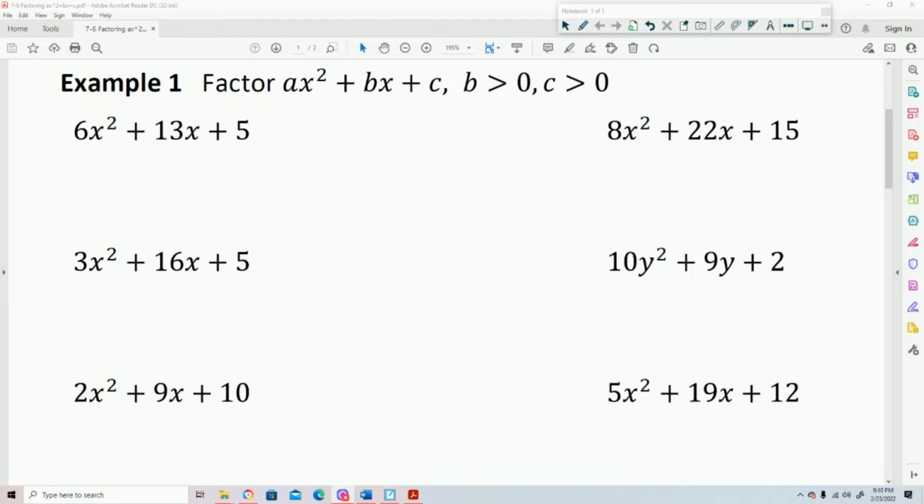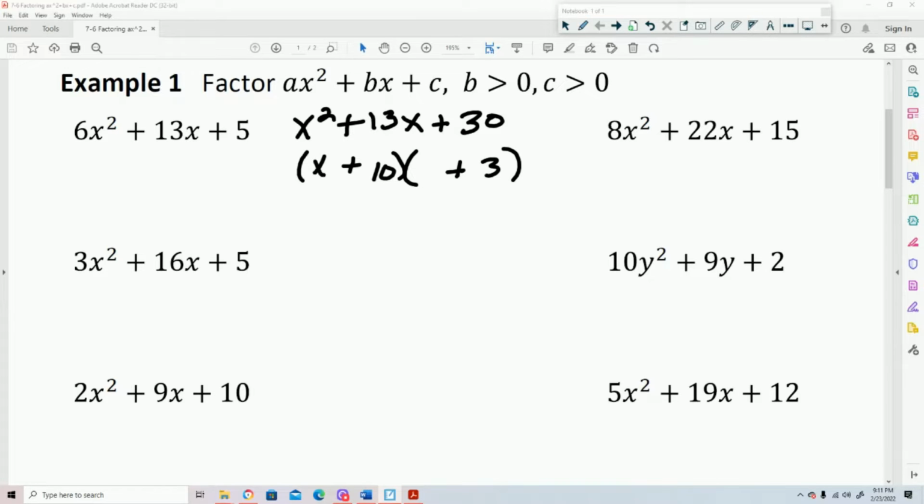So again, the first step when we see a leading coefficient greater than 1, we're going to take this 6 and multiply it by the 5 and rewrite it as x squared plus 13x plus 30. So we just took that 6 and multiplied it by the 5. That is step 1. Step 2 is to factor that. So we've got two parentheses. It's a plus plus, so I'm going to have a plus plus here. Now I need numbers that multiply to be 30 but add to be 13. That's going to give us 10 and 3. We have an x here and an x here.